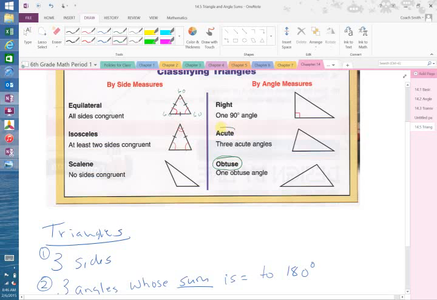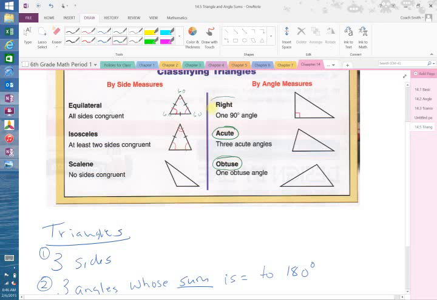Now, the other two ways that we classify by their angle measures is acute triangle. An acute triangle has three angles that are acute. Acute angles are angles that are less than 90 degrees. Okay? They are less than 90 degrees. That's what an acute angle is.